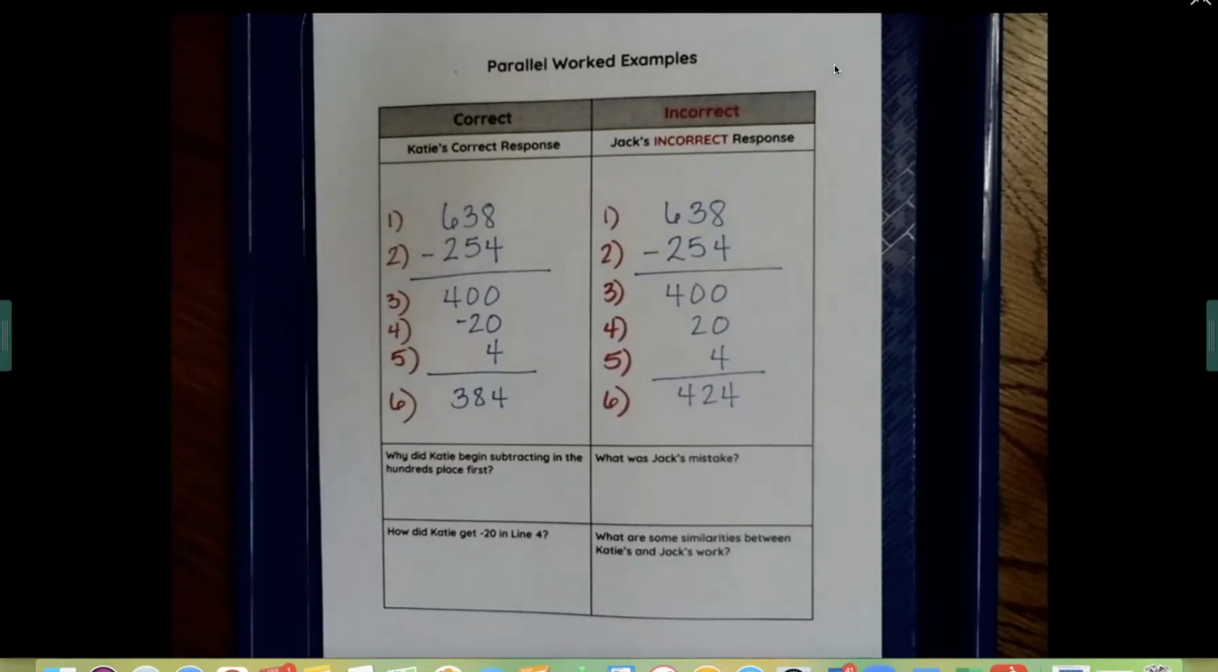And you can see that his mistake was in line 4. And notice how I've got those lined up. That's the purpose in getting those lined up, so they can tell me exactly where they found that mistake. In line 4, that should have been minus 20 instead of 20. So that's where he messed up. And what are some similarities between Katie's and Jack's work? Well, in the hundreds, when they subtracted 600 minus 200, they've both got that 400. In the ones, 8 1s minus 4 1s, they've got that 4. So that part they understand.